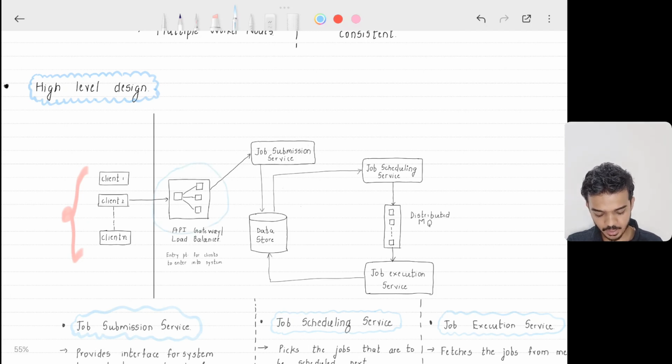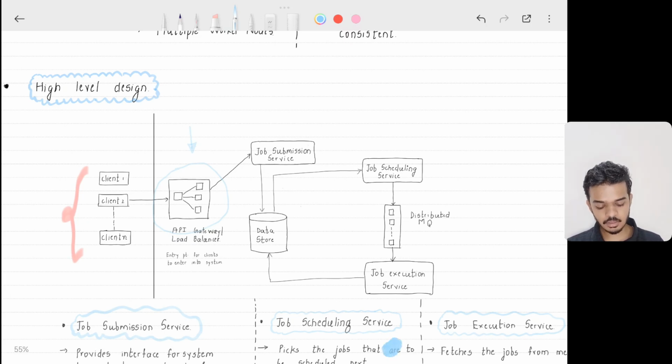This is our API gateway, and the API gateway also acts as a load balancer or a router. It will redirect the API request to the appropriate services. Okay, so this is the entry point for clients in our system.